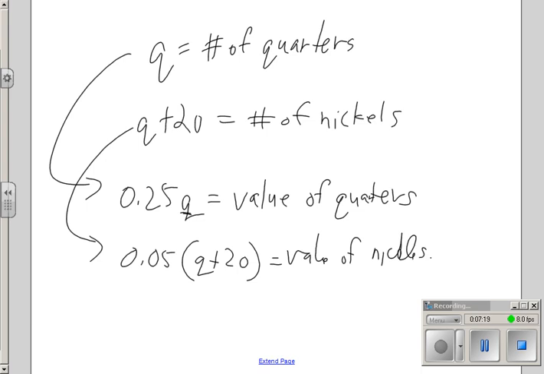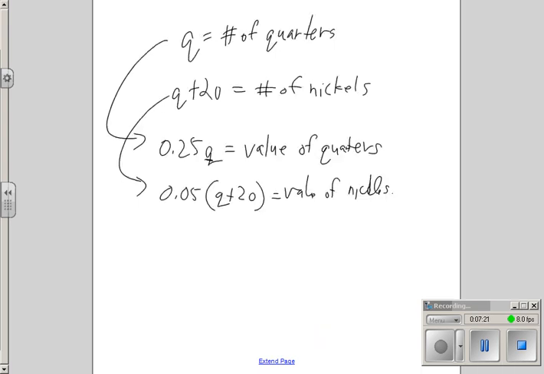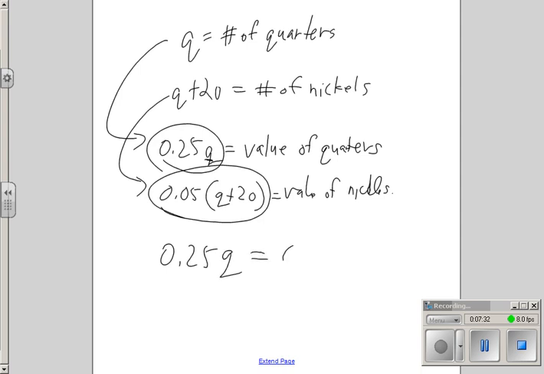Okay, so what we have here now is an equation that we can create because the value of the quarters and the nickels are the same. So this amount and this amount are the same. So 0.25Q is equal to 0.05 times (Q plus 20). So the exact same format as last time. I'm going to open my distributive property.